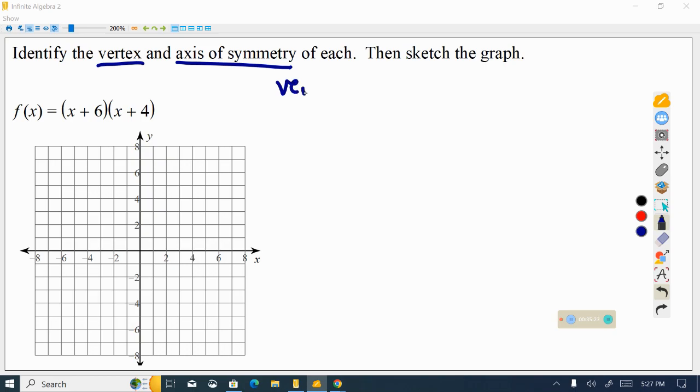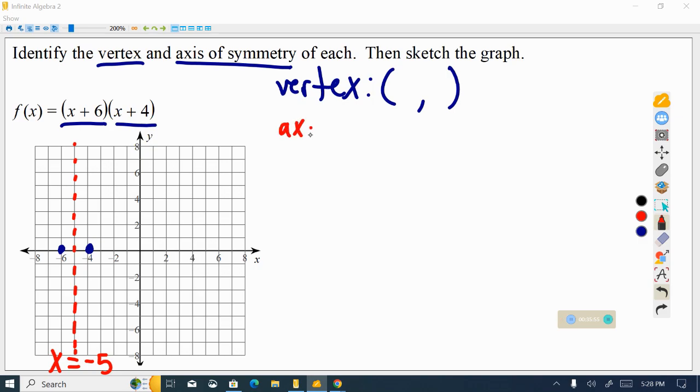So again, we know we need that vertex, but we don't have it until we do a little bit of thinking. So I know I have to change the sign of these two values to get my -6 and -4 x-intercepts. Then I want to realize what's halfway between them. And in this case, I see that that's the line x equals -5. So that's our axis of symmetry. And it's also going to basically be the x-coordinate of our vertex, because we know the vertex has to be on the axis of symmetry.